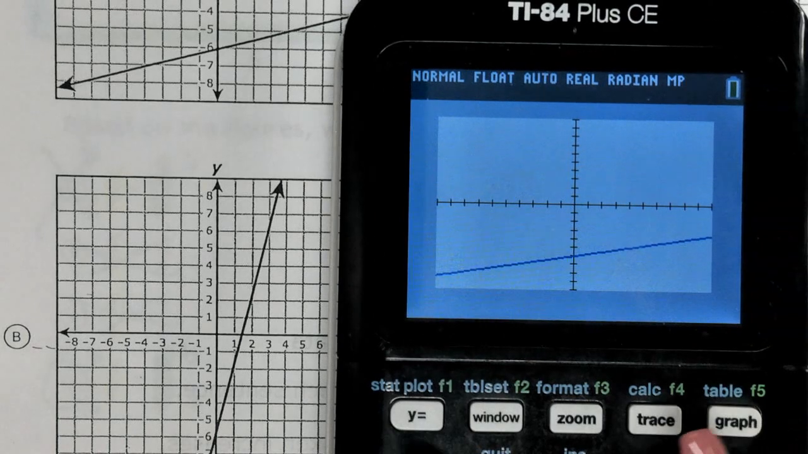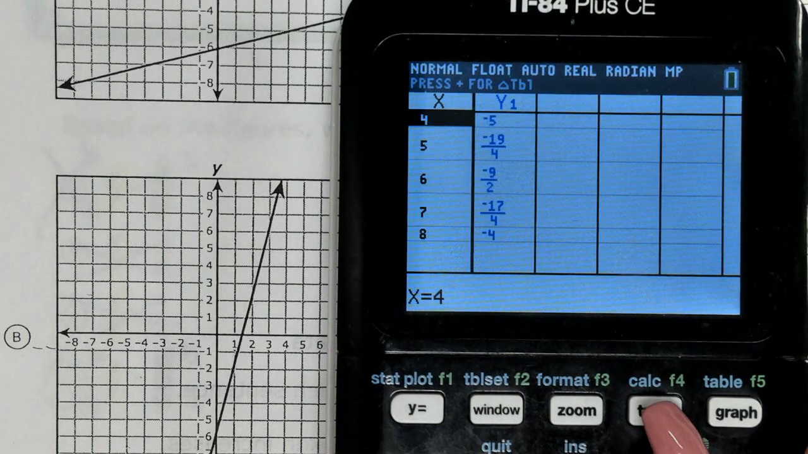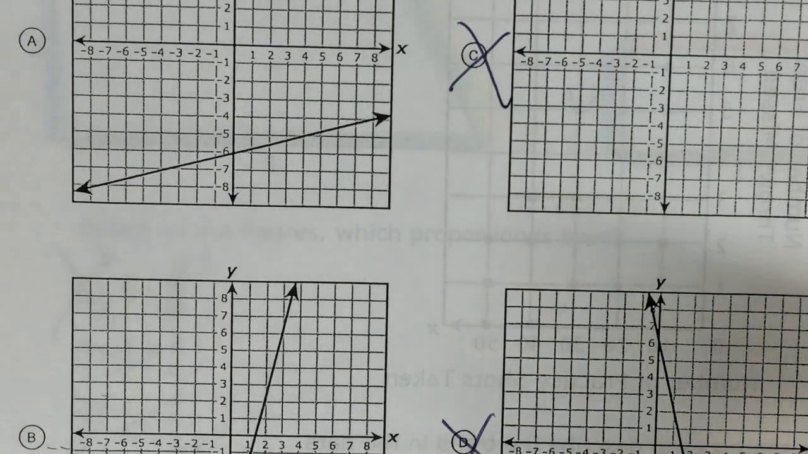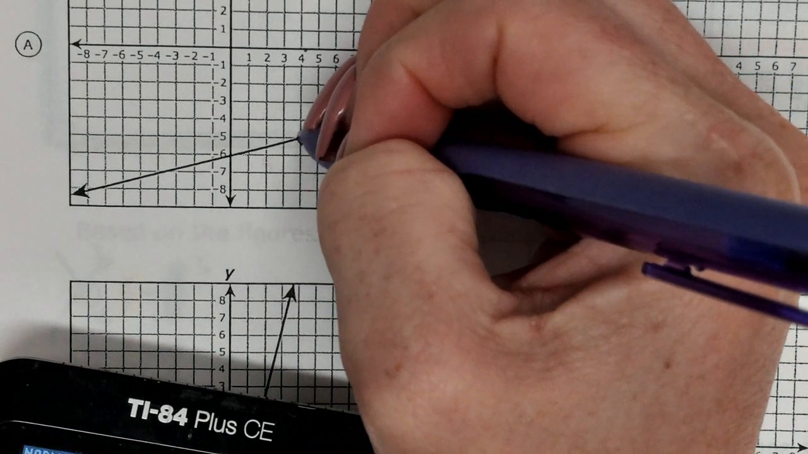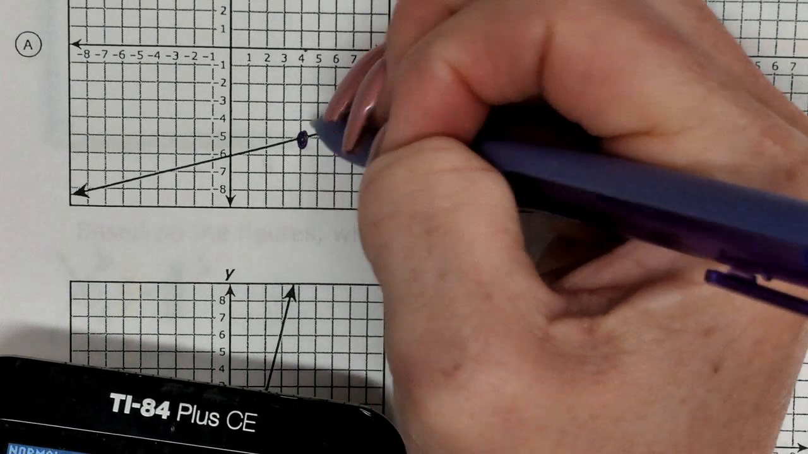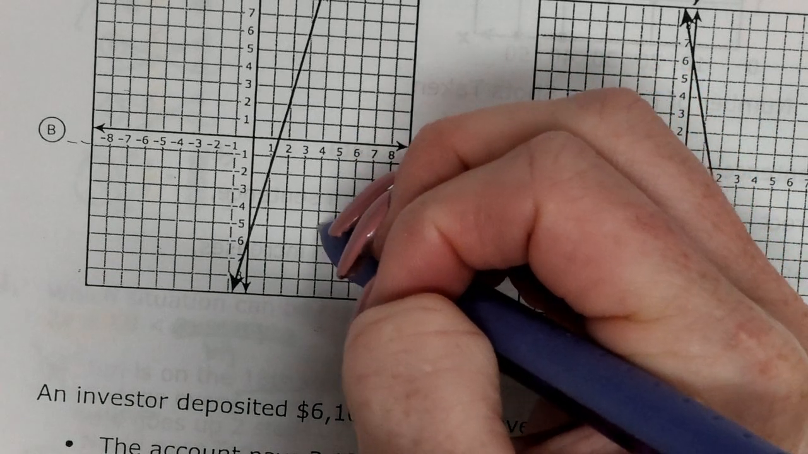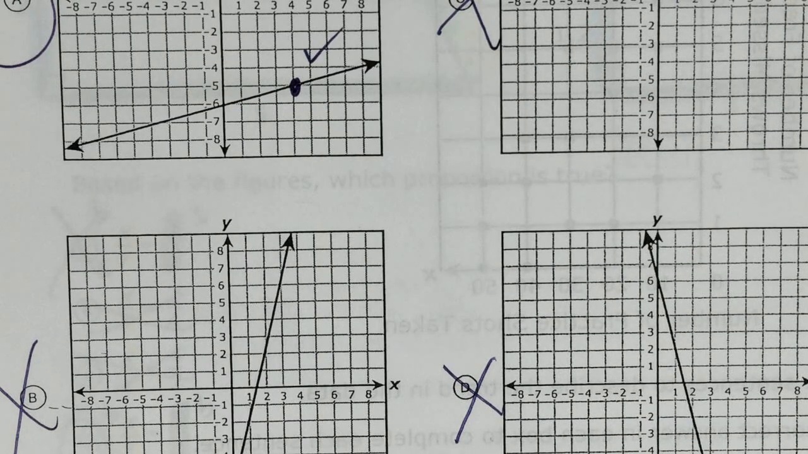So I'm going to go to the table, so second graph. And then I'm going to find some whole numbers like 4, -5. And I'm going to go to the graph and say, hey, there has to be a point at 4, -5. Is there a point right here? So this one's good. Is there a point on this one at 4, -5? No. So it has to be A.